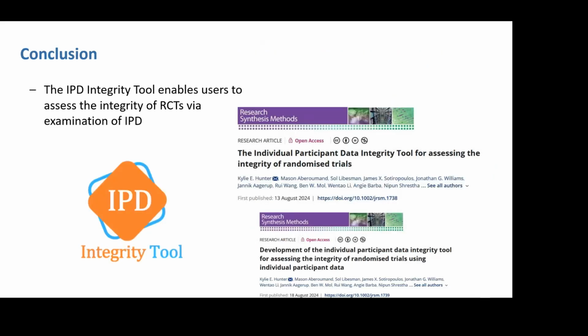All right. So that concludes my little exercise. Yeah, so in conclusion, we have the IPD integrity tool. It'd be great if people wanted to try it out and use it. We're always happy to hear feedback as well to make it more accessible and easier to use.